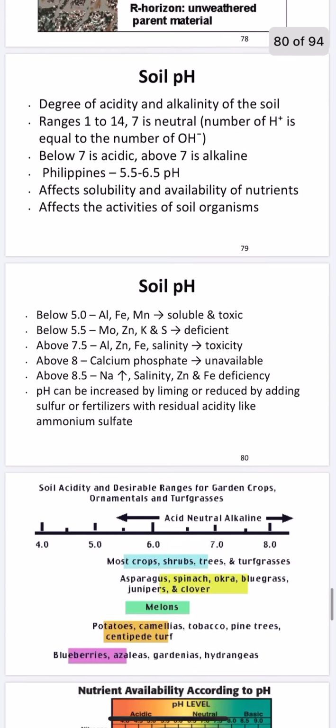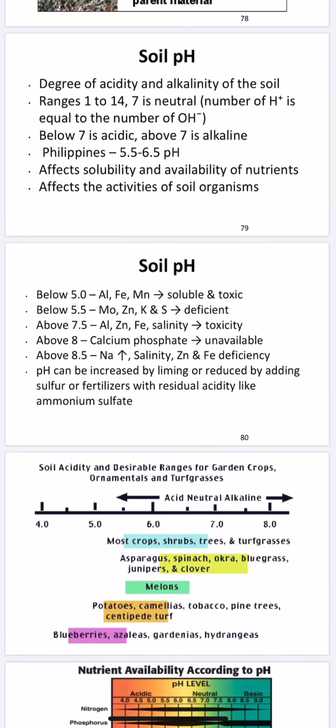So soil pH is another factor, especially in terms of nutrient availability. The degree of acidity and alkalinity of the soil is known as the soil pH. It ranges from 1 to 14, and 7 is neutral, or the number of hydrogen ions is equal to the number of OH ions. So below 7 is acidic, and above 7 is alkaline.